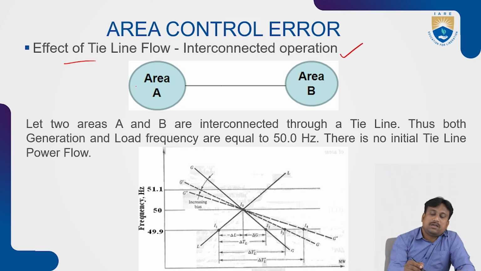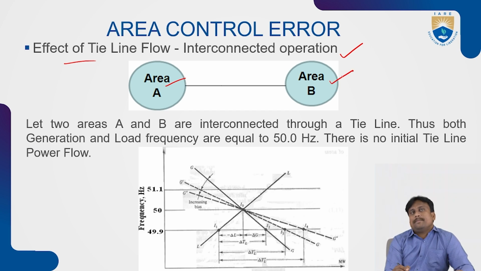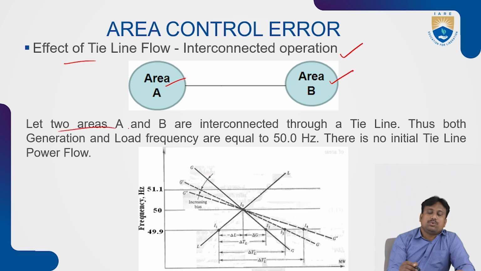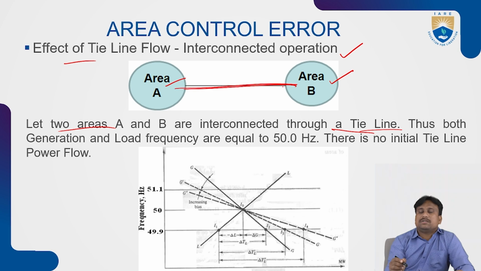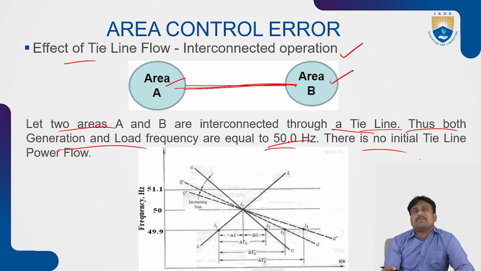This should be considered with area 1 named as area A and area 2 as area B. So here the two areas A and B are interconnected through a line called the tie line. This is called the representation of the tie line. So likewise, both the generation and load frequency are equal to 50 Hz. That means there is no initial tie line power.